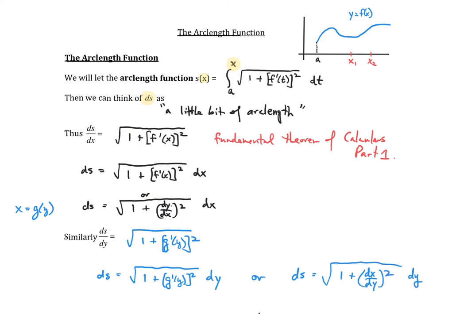All right, so I am going to highlight these ds formulas because we actually need to use these when we talk about surface area in the next section. And understanding surface area is going to be far easier if you can train yourself to think about things in terms of a little bit of arc length. So that's what these two ds's are talking about. ds is a little bit of arc length.